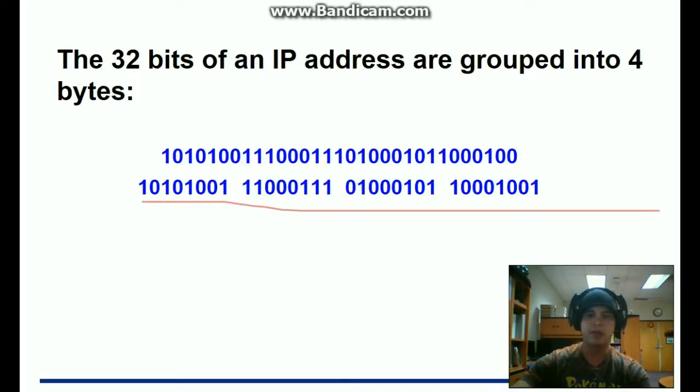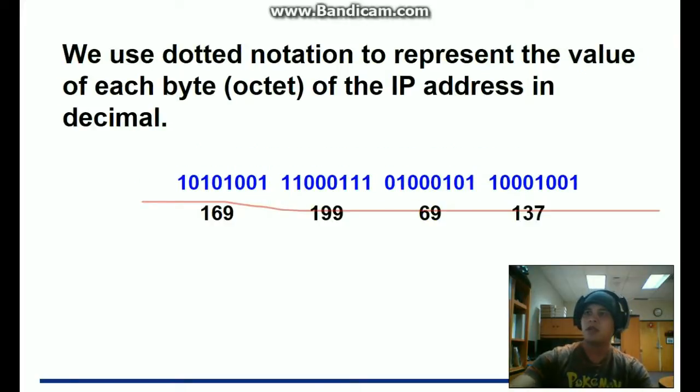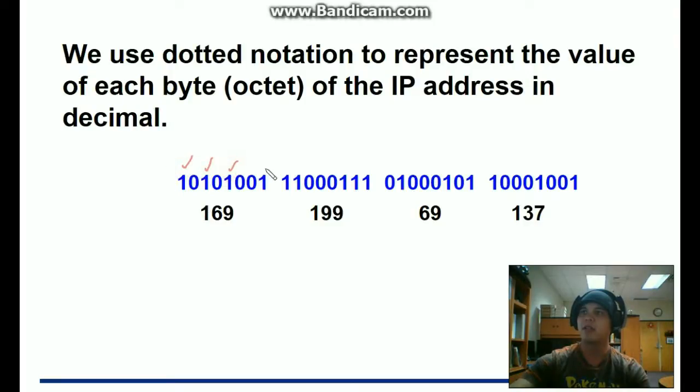So let's see what we got. 169, 199, 69, and 137. I hope you got that. Let's see right here. So that value is turned on. That one, and that one. So that means 128 plus 32 plus, what is that, 16, 8, 4, 2, and 1. So 128 plus 32 equals 160, plus 8, 168, 169. Bam.